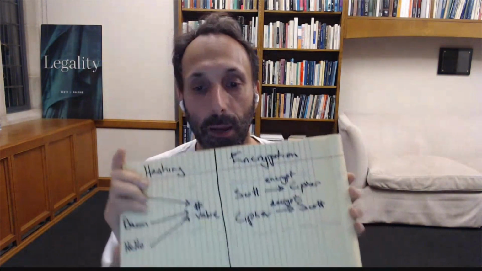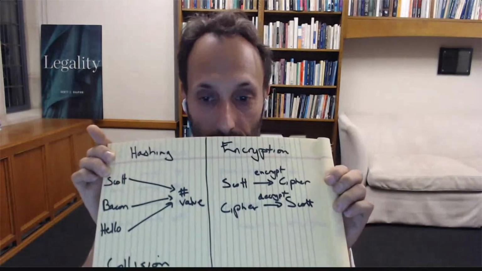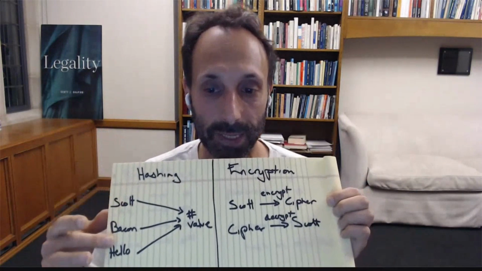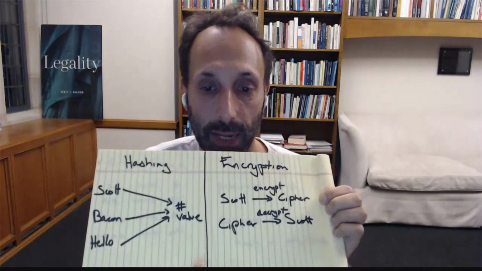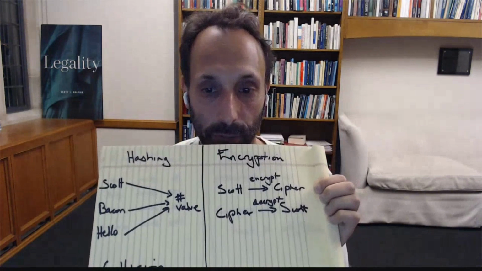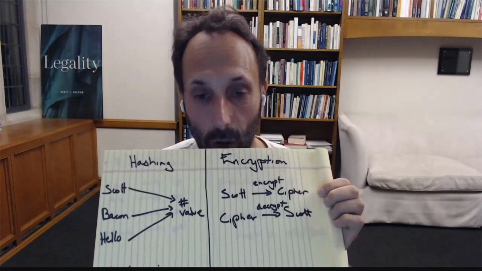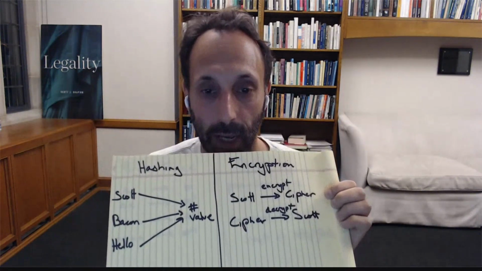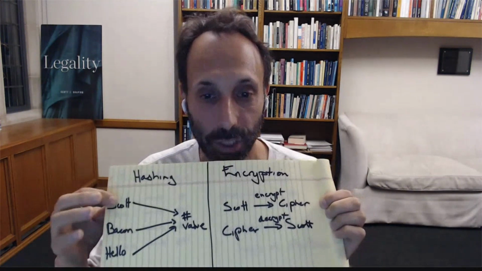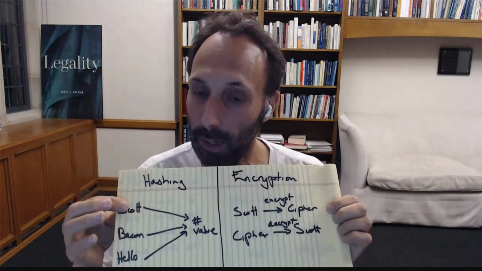Okay. Just one quick thing, it's important to know the difference between hashing and encryption. In hashing, you can have multiple plain texts that go to the same hash value. This is what's known as a collision. Okay, it's hard to collide, but you can have collisions because hashing functions are just.